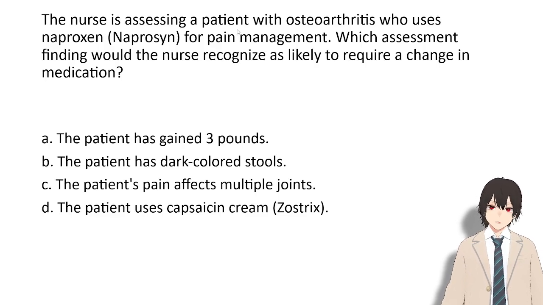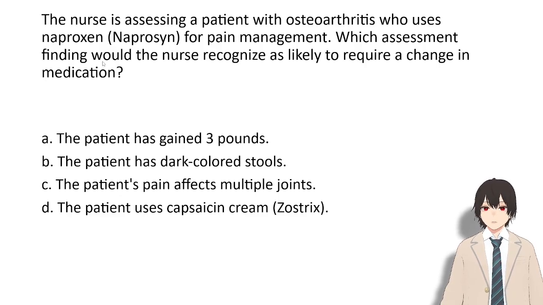So the nurse is assessing a patient with OA who uses naproxen, so this is an NSAID, okay, for pain management. Which assessment finding would the nurse recognize as likely to require a change in the medication? A. The patient gained 3 pounds. B. The patient has dark-colored stools. C. The patient's pain affects multiple joints. D. Patient uses capsaicin cream. And I'll give you 3, 2, 1.